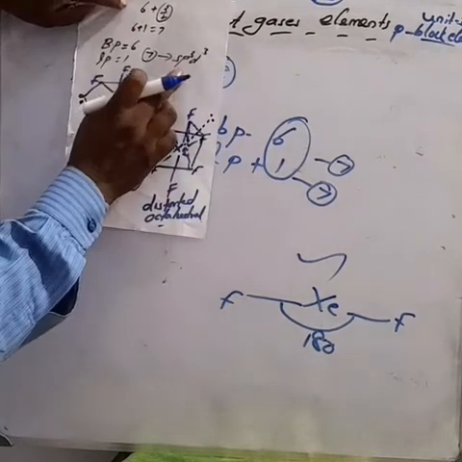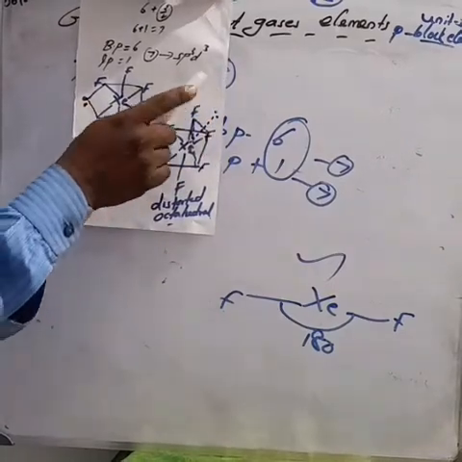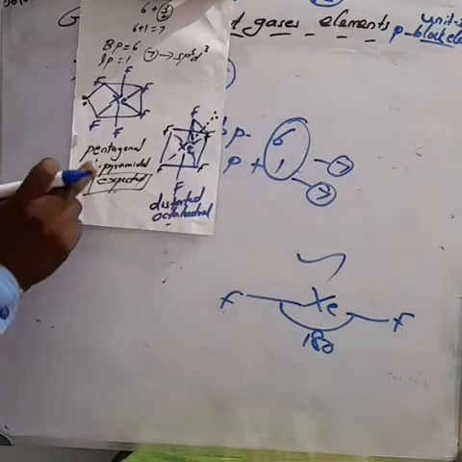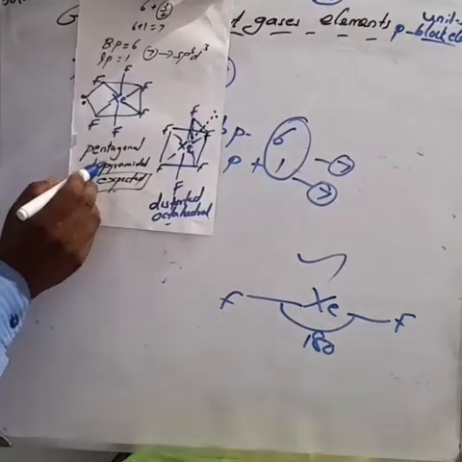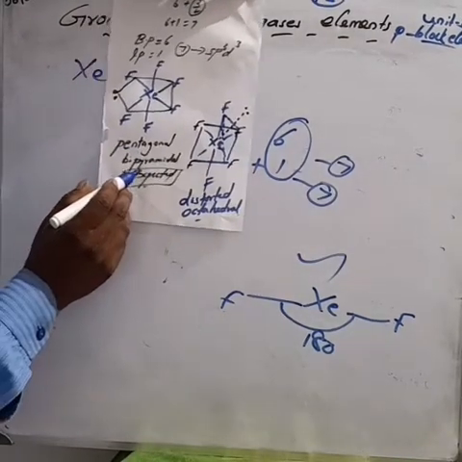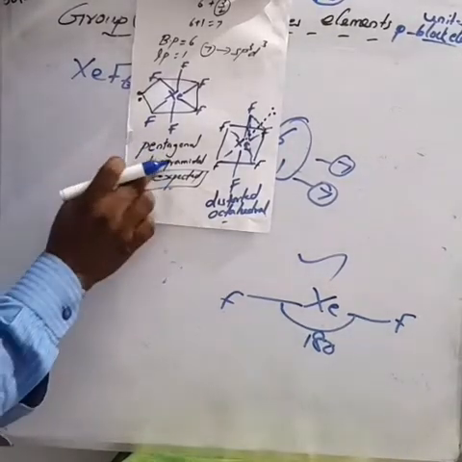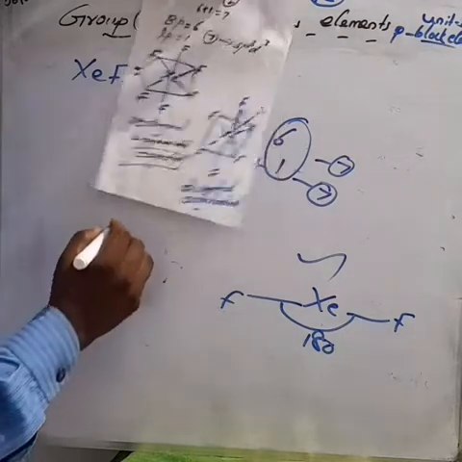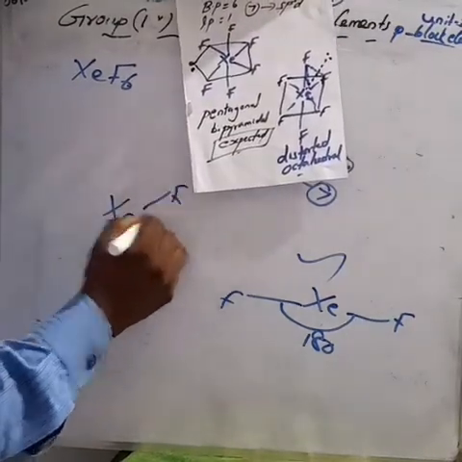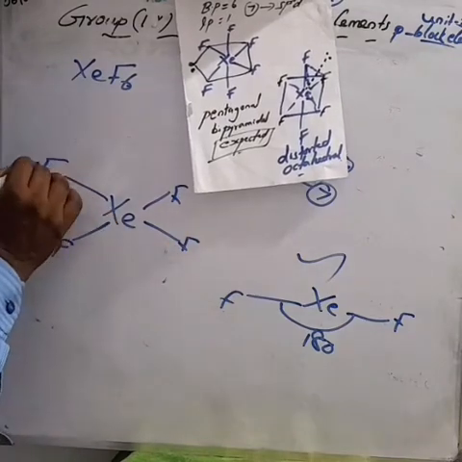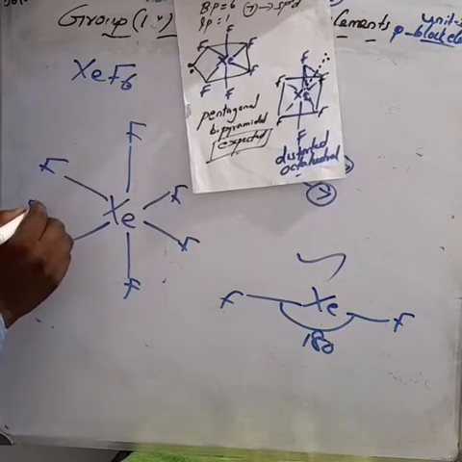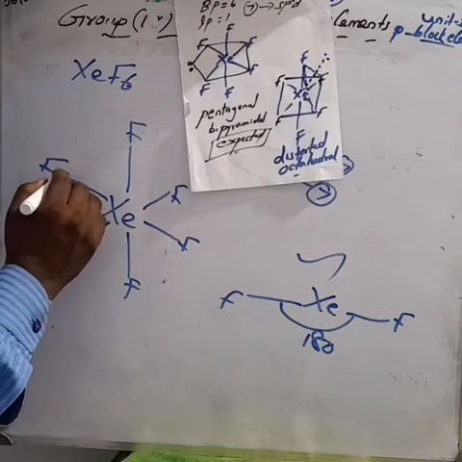sp3d3 hybridization. Without considering the lone pair, what is the shape? With considering the lone pair, it is pentagonal bipyramidal. I am writing pentagonal bipyramidal. First I write xenon, then fluorine, second fluorine, third fluorine, fourth fluorine, fifth fluorine. On this side I am writing one lone pair of electrons, and above also I am writing one fluorine.